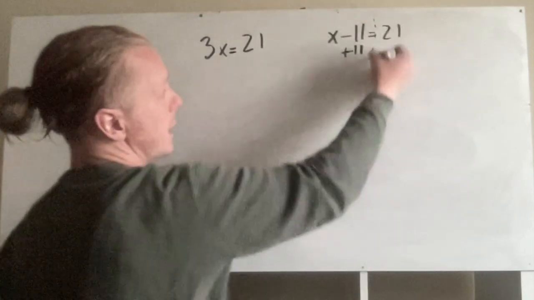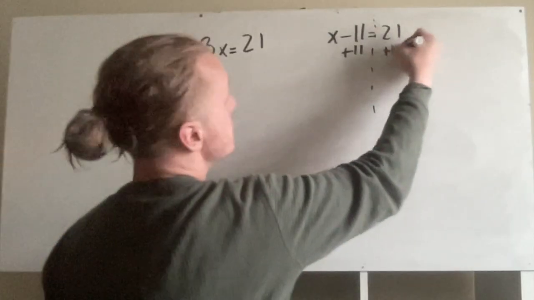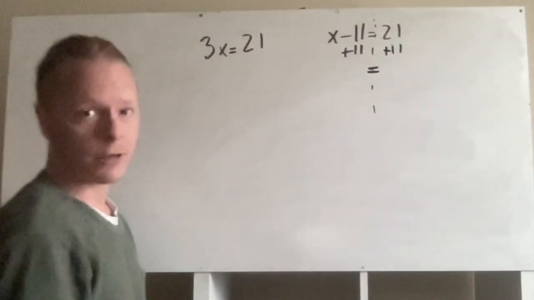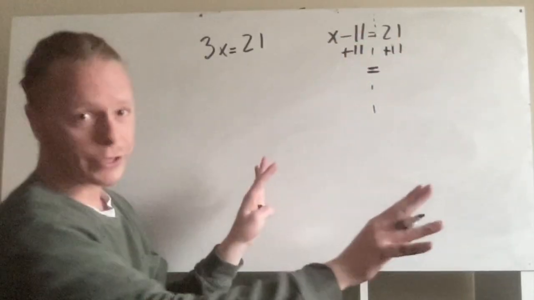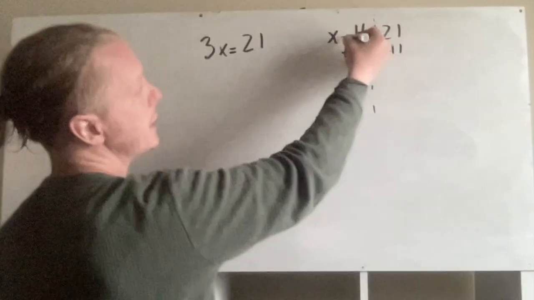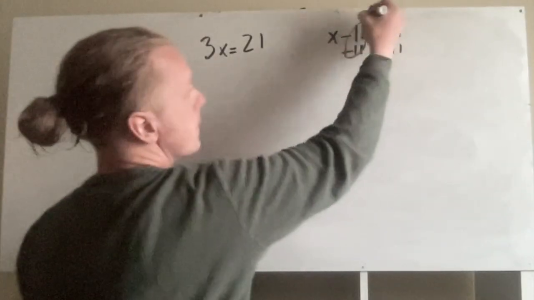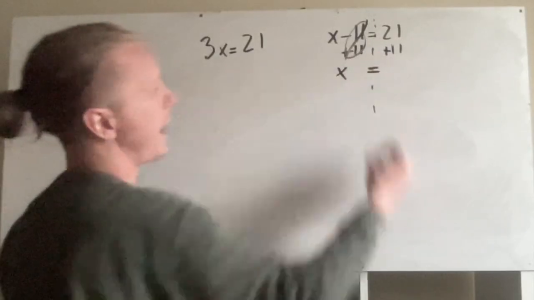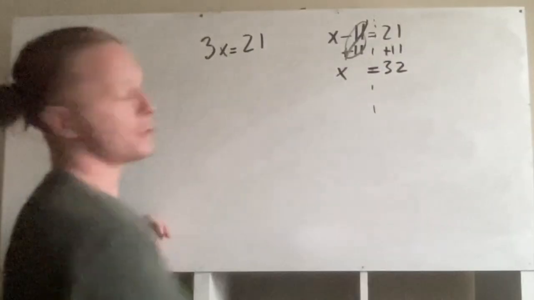Now, because I added 11 over here, I have to do it on this side as well. Otherwise, I can't put this equal sign here, right? We talked about as long as I add the same thing to both sides, we're good, okay? So negative 11 plus 11, or 11 minus 11, is 0. So that cancels out, leaving me just with x. And then 21 plus 11 is 32.